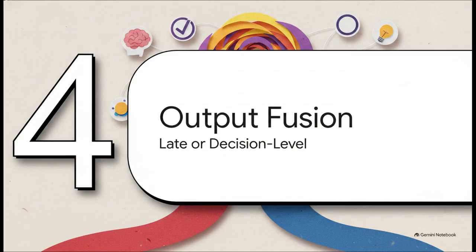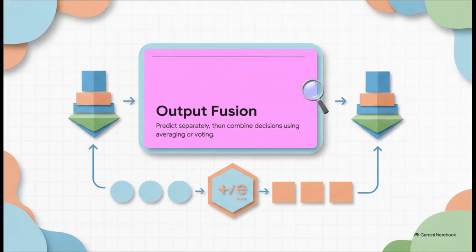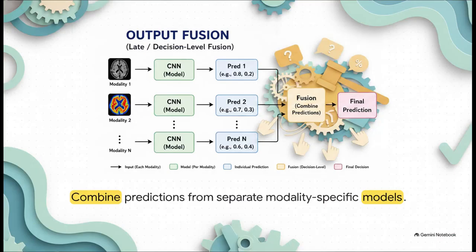Section 4. Output Fusion. Final Decisions. Arriving at the very last stage of our spatial journey, the definition shifts one last time to predict separately, then combine decisions. In this setup, independent models do all of the heavy lifting completely on their own, from start to finish. Notice how that yellow fusion block is now pushed all the way over to the right end of the flowchart. We have completely separate CNN models for modality 1 and modality 2, and they don't just extract features, they go all the way to generating an independent prediction.